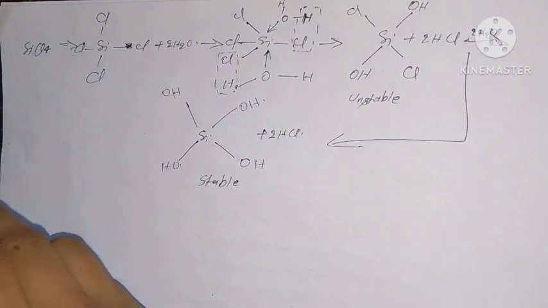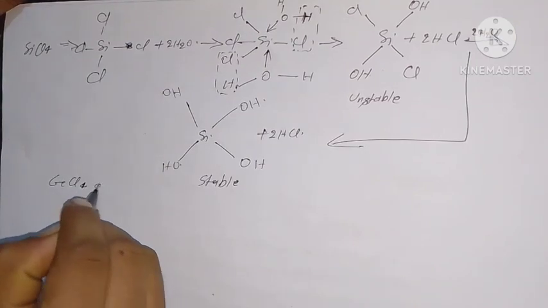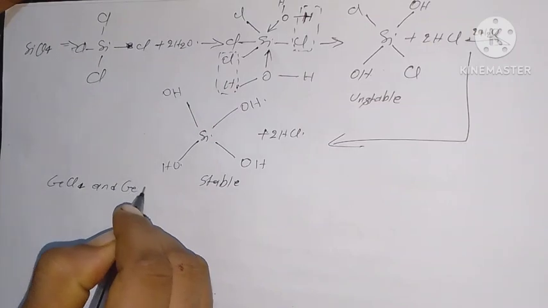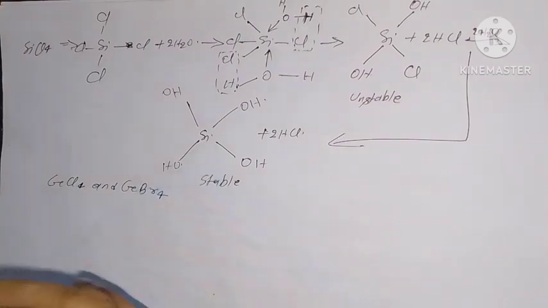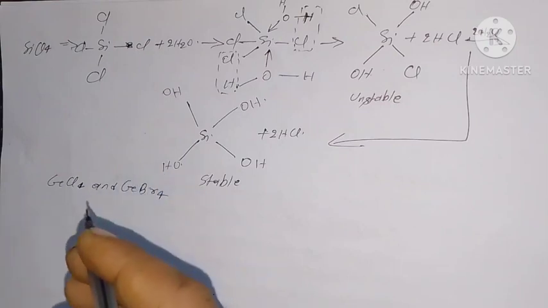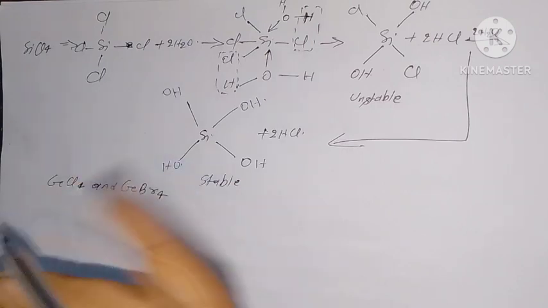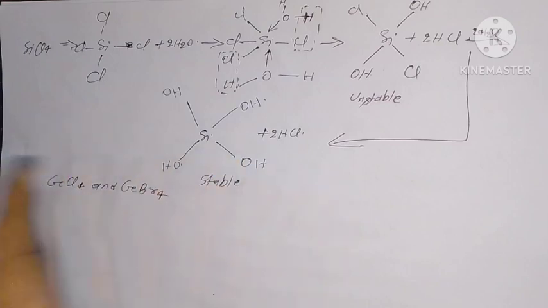Germanium tetrachloride and germanium tetrabromide are more readily hydrolyzed than the silicon halides. Carbon tetrachloride is a saturated molecule, hence it cannot form a coordinate bond with water because it does not contain vacant d orbitals. Hence, carbon tetrachloride is not hydrolyzed by water.